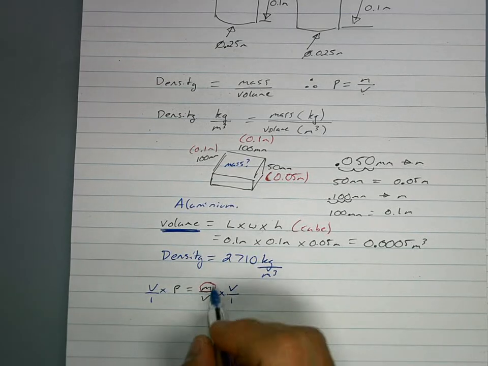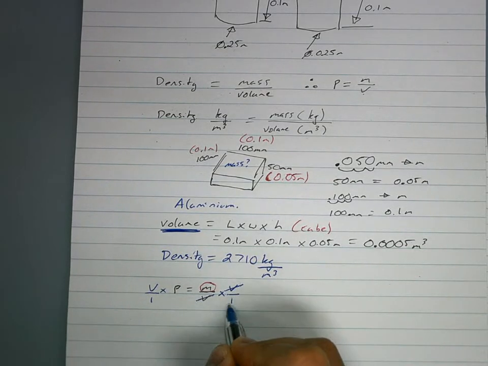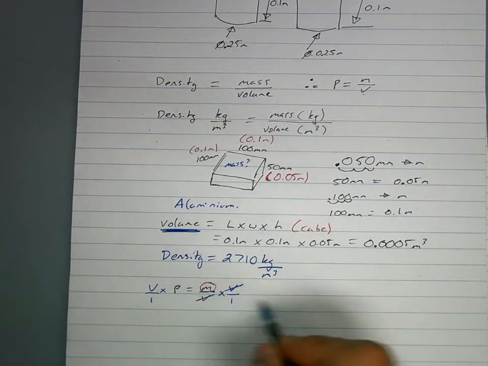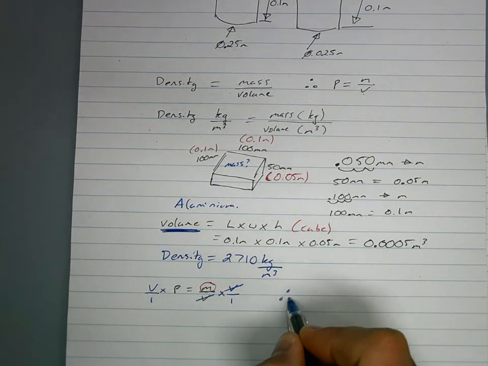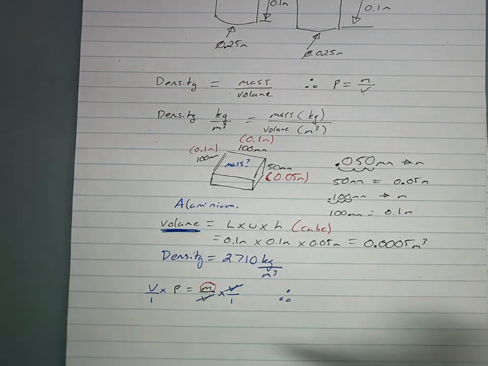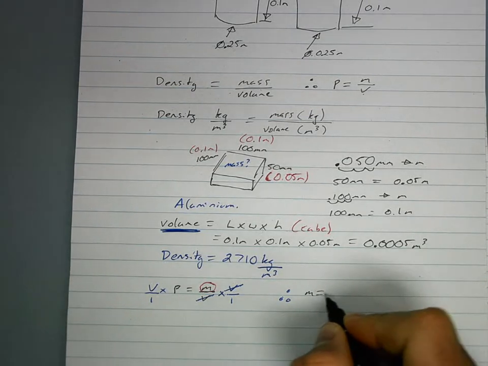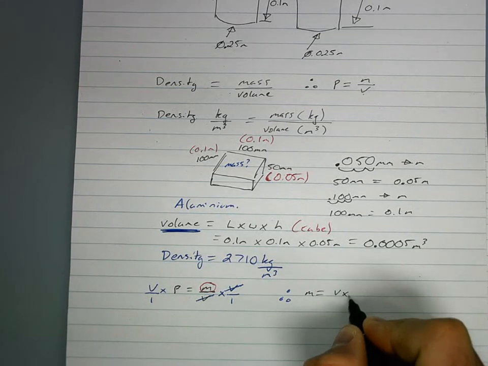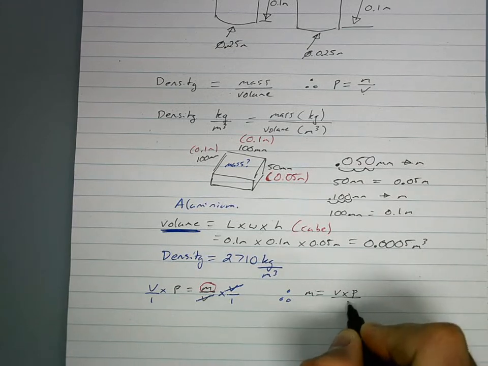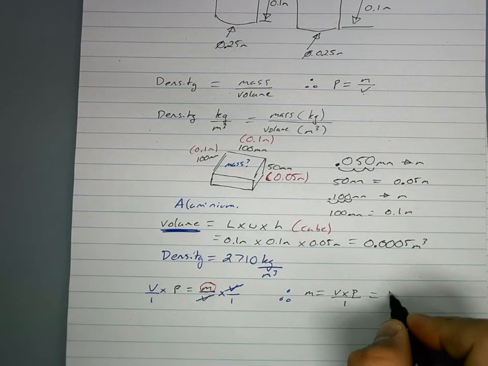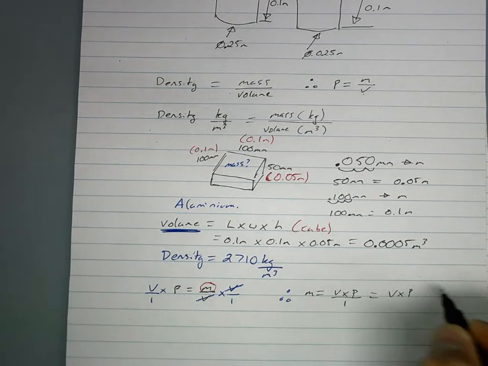So you find that this cancels out. Our new equation is mass is equal to volume times the density over 1, which is just equal to the volume times the density.